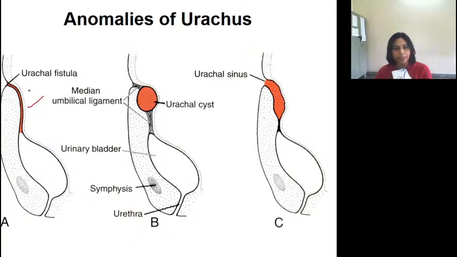In urachal fistula, you can diagnose it by the dribbling of urine through the umbilicus. And in the cyst, there is no communication with the bladder, and you see a small cystic structure in the umbilical region. Or in a sinus, you see discharge. Sometimes if it is infected, there may be pus. So if you see discharge through the umbilicus, you should suspect the urachal sinus. These things you should differentiate from the vitellointestinal duct remnants also.